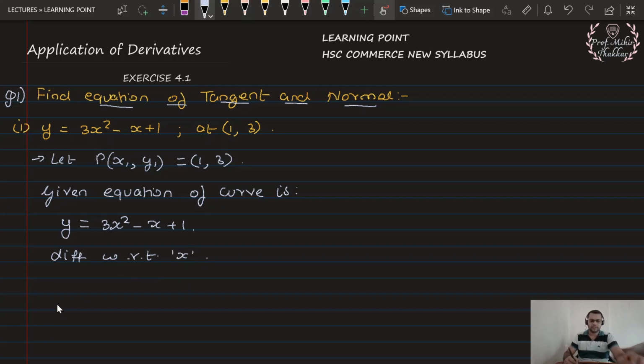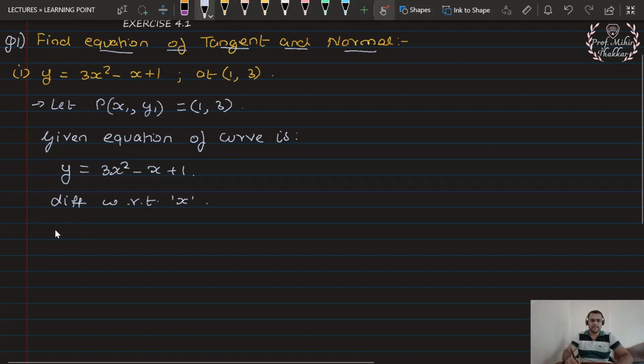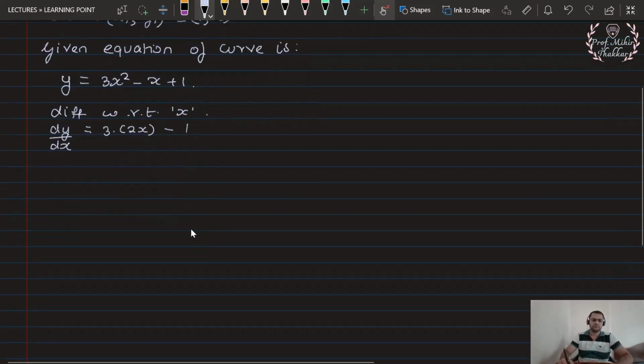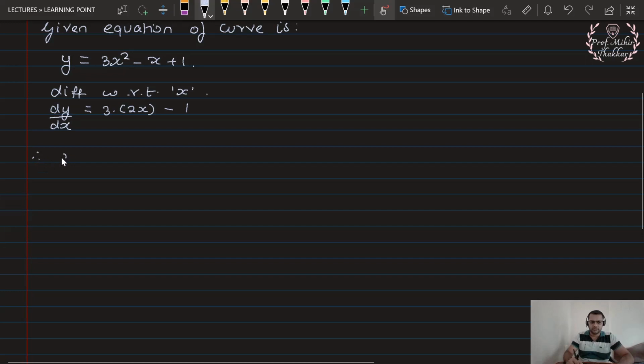So in such a case, derivative of y is dy by dx, as we all know. 3 is the coefficient and derivative of x square is 2x, minus derivative of x is 1, and derivative of 1 is 0. So I get over here, therefore dy by dx is equal to 6x minus 1.